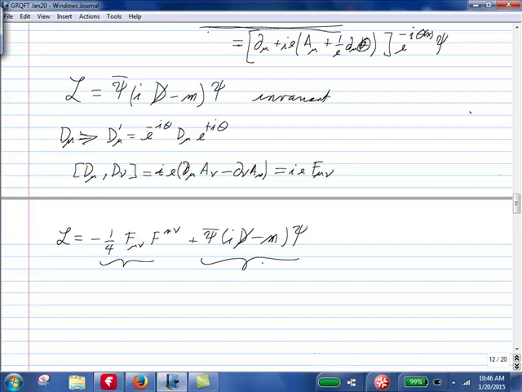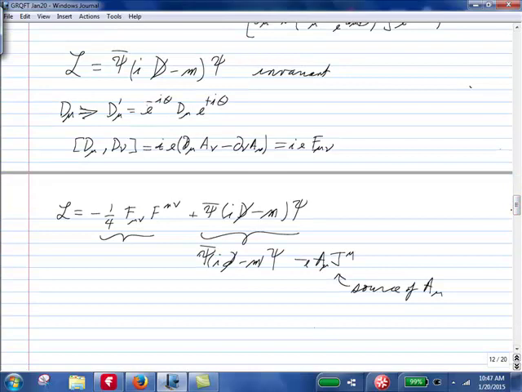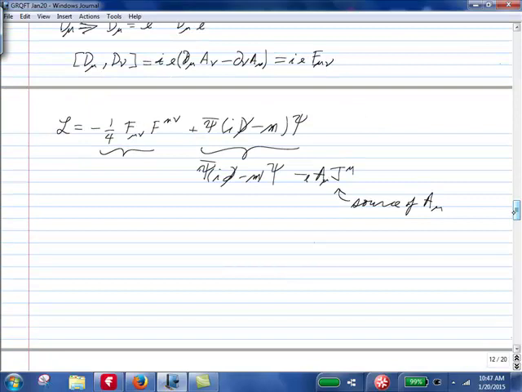The piece that sits here, this is the free Dirac Lagrangian, minus e A mu J mu. So I do get the source. And so I end up getting the source. Okay? I think that sounds right, I think. Okay. So, the lesson here is T mu nu is source.